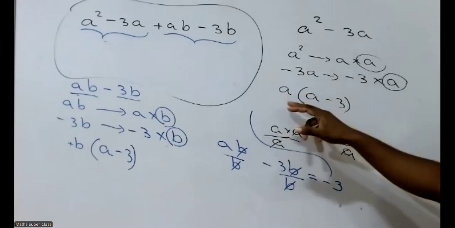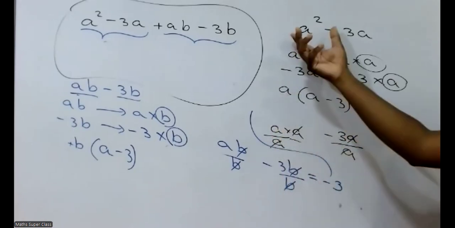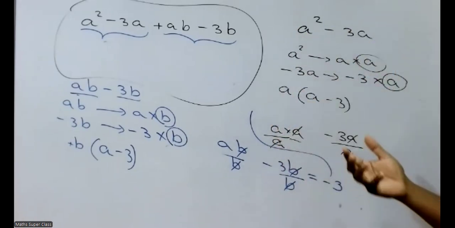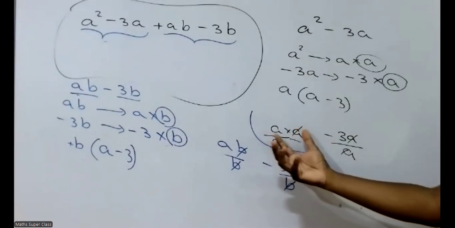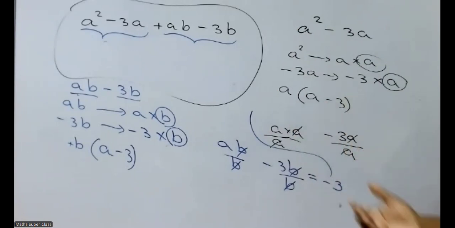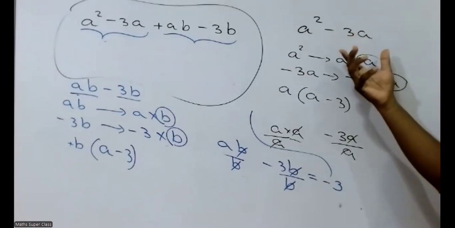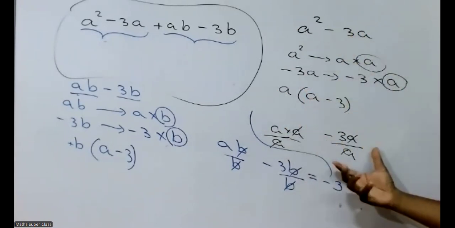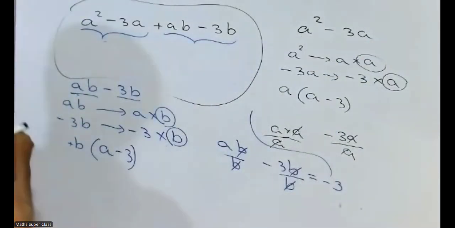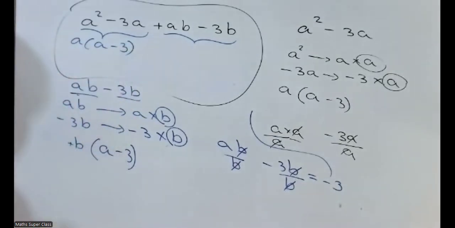So we take a as the common factor and open the brackets. Then a square divided by a. Those are the things we learned before. a square means a into a, and a into a divided by a means a. Minus 3a divided by a means minus 3. Then we write this one here. We have to do the same thing for the other one.